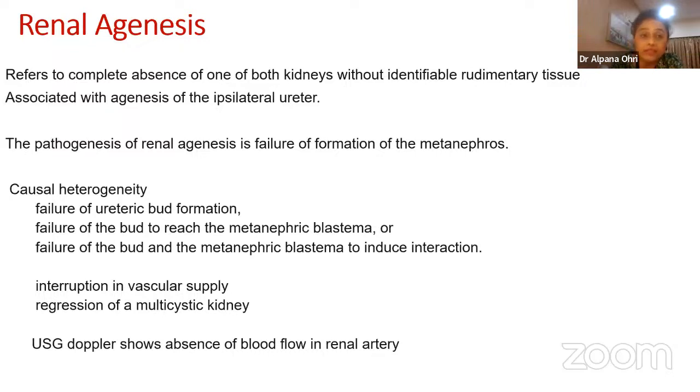There is causal heterogeneity. It may be due to failure of ureteric bud formation, failure of the bud to reach the metanephric blastema, or failure of the bud to engage or induce the metanephric blastema. All true renal agenesis arises due to this developmental aberration, but interruption in vascular supply may also be a phenomenon. And in a few cases where we are assuming that the kidneys are not present and it is renal agenesis, it may actually not be true renal agenesis, but regression of a multicystic kidney, which may happen in utero as well.